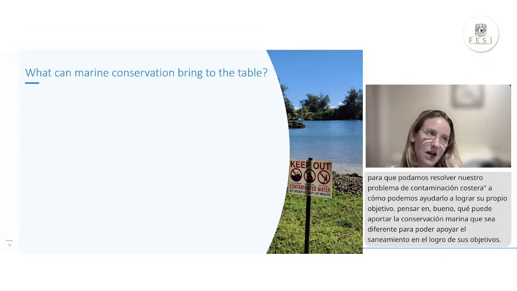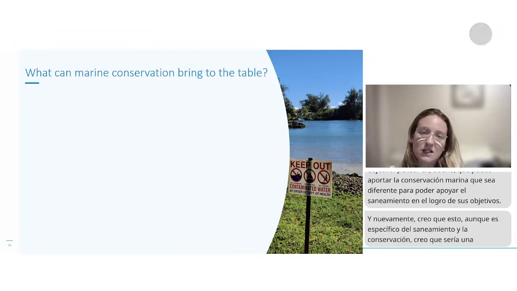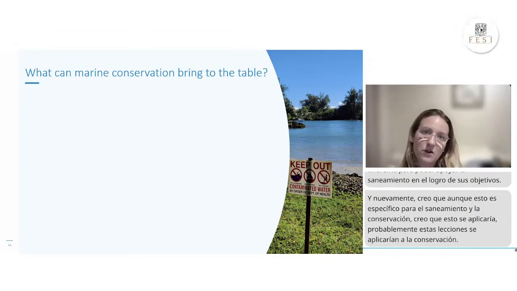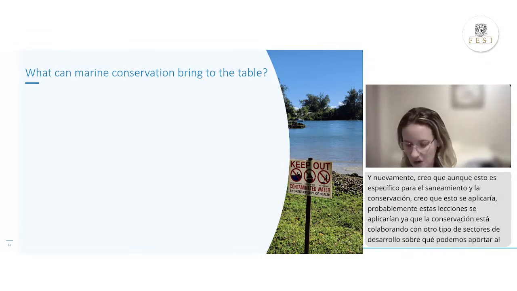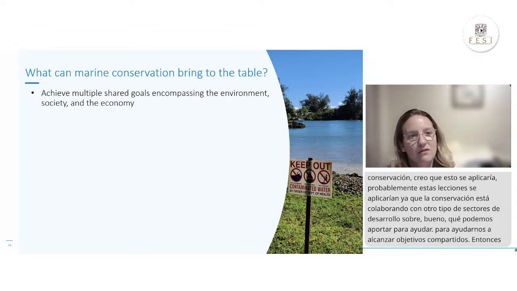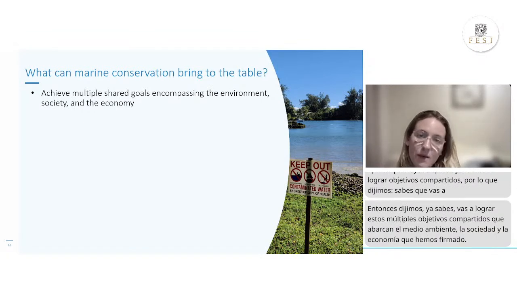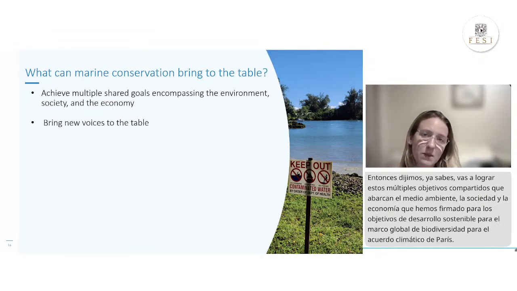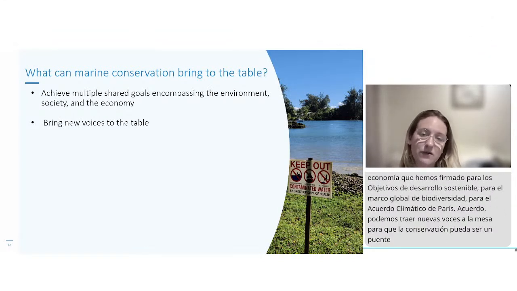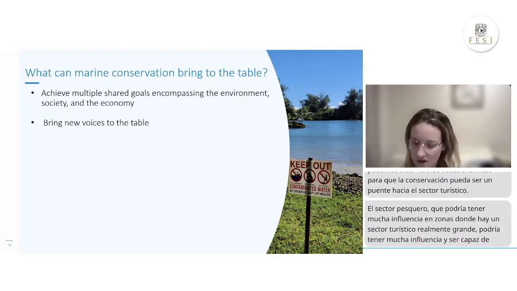Even though this is specific to sanitation and conservation, I think these lessons would apply as conservation collaborates with other development sectors: what can we bring to the table to help us achieve shared goals? We said you can achieve multiple shared goals encompassing the environment, society, and the economy that we've signed up to with the Sustainable Development Goals, the Global Biodiversity Framework, and the Paris Climate Agreement. We can bring new voices to the table. Conservation can be a bridge to the tourism sector and the fisheries sector. In areas with a really big tourism sector, you might have a lot of sway and be able to gain political will through new voices.